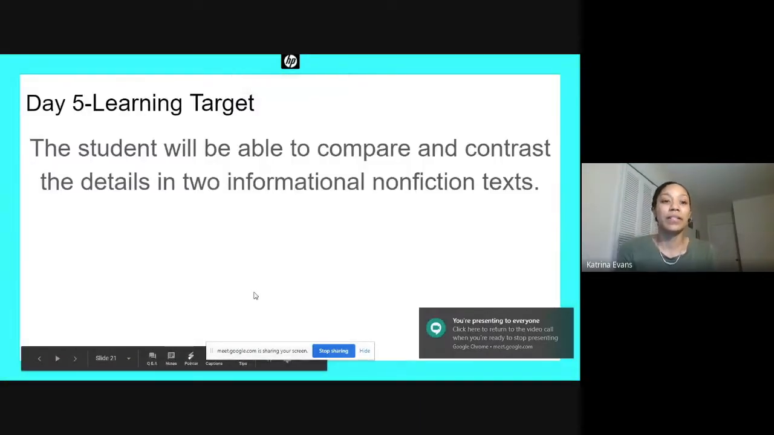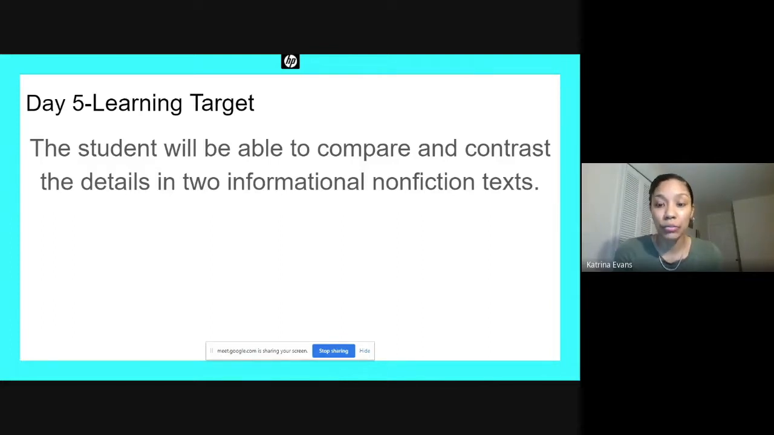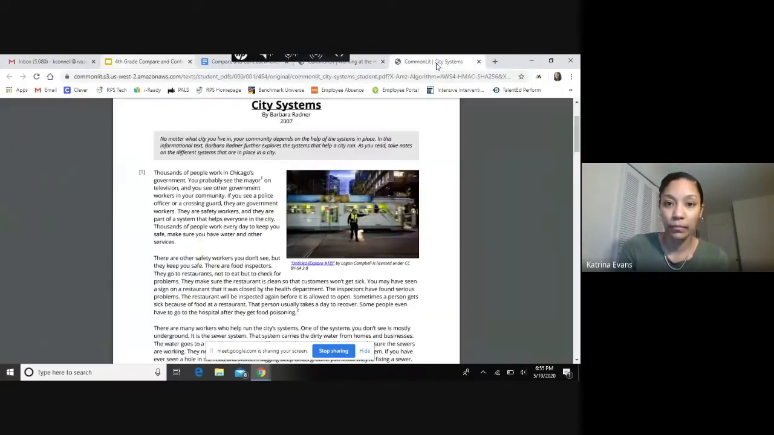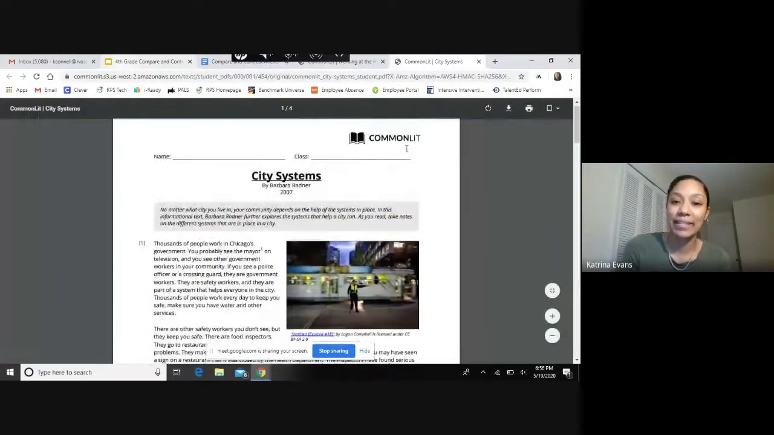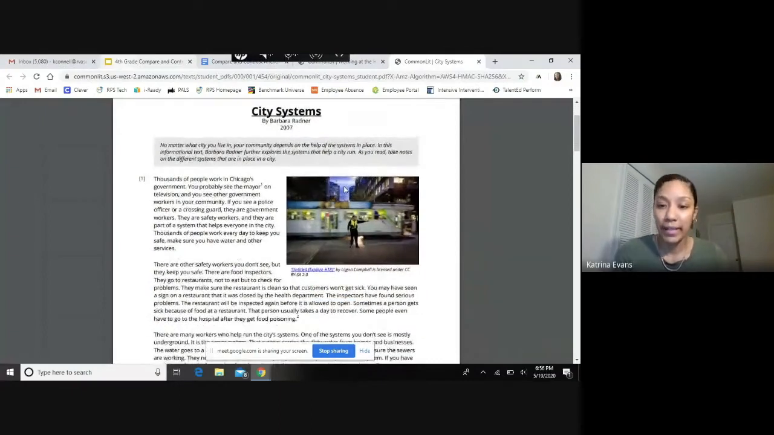Our learning target for today is that the student will be able to compare and contrast details in two informational nonfiction texts. Now, our story that we're reading today is called City Systems. It was also written by Barbara Rader. And if you look here, it's not an illustration, it's a photograph. If we look closely, we can see a worker. And behind the worker, it looks like tall buildings and maybe some type of transportation, a bus going behind him.